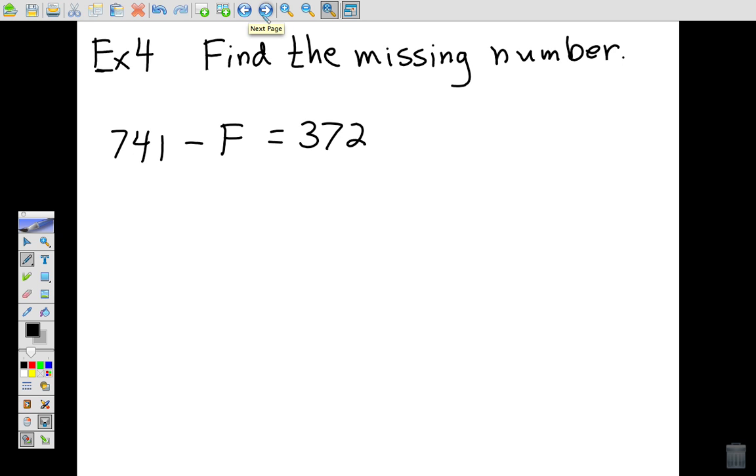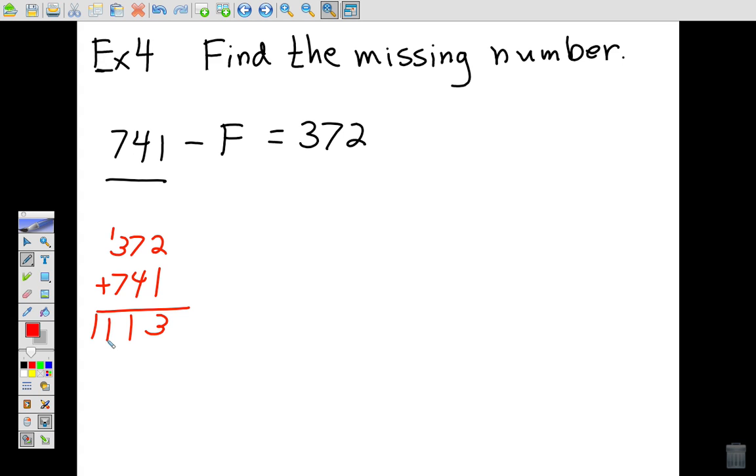Now, just glancing at this quickly here, this one is probably going to be a little different. Now, they want to know what number could I take away from 741? So 741 minus what would give me 372? Well, they're subtracting. Let's see if we can use the inverse operation of addition to get that answer. So let's try taking our 372 plus our 741, and I get 1,113. Let me check that just to make sure I did my math right, and that's right.